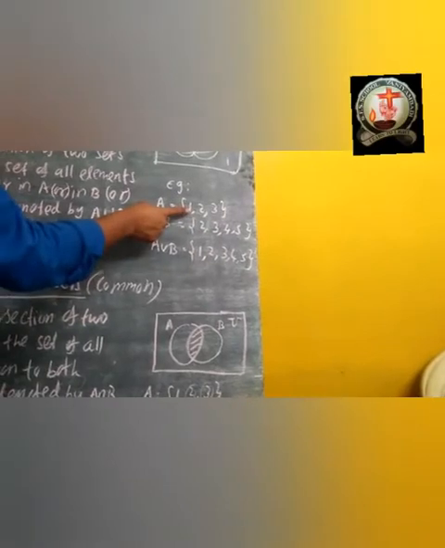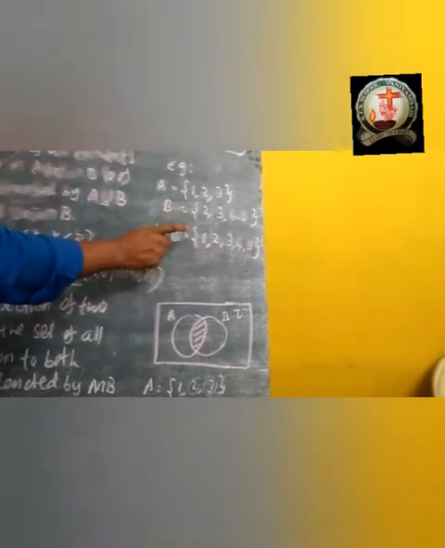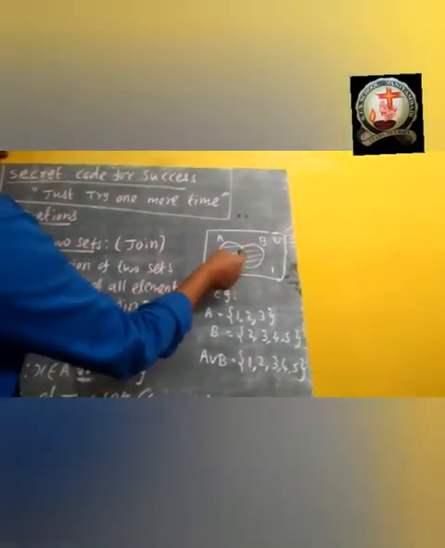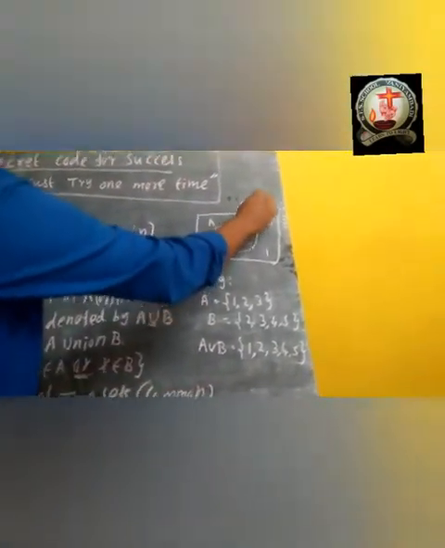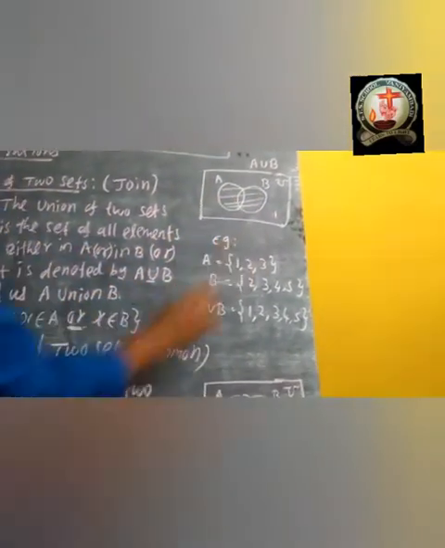Now you can ask: 1 is here, 2 is two times, 3 is three times. I already gave an introduction video: in a set, the numbers should not be repeated. Okay. Next, see the diagram. This diagram is named A union B. Union means join. The A diagram and B diagram I have joined.